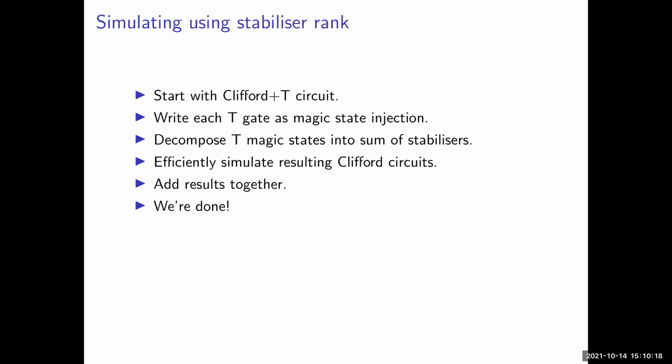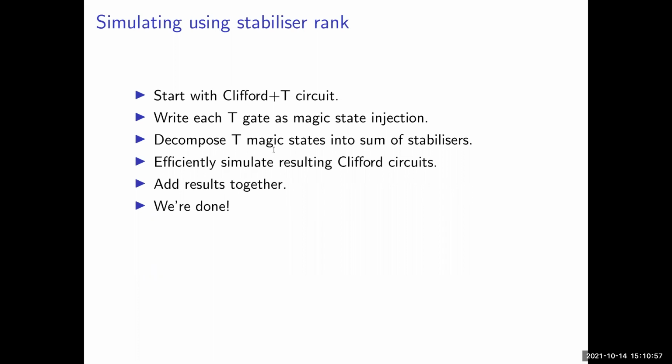Okay, so how do we use this observation to simulate a quantum circuit? So we start with a Clifford+T circuit. You can do other things than T, but Clifford+T is approximately universal, and it's a very popular gate set for fault-tolerant computation. So I'm just going to stick to Clifford+T for the duration of this talk. So we start with Clifford+T circuits, and then we write each T gate as a magic state injection. And what this accomplishes is that now the circuit itself is a Clifford circuit, and all the non-Clifford stuff is just captured by these ancillas of magic states at the beginning.